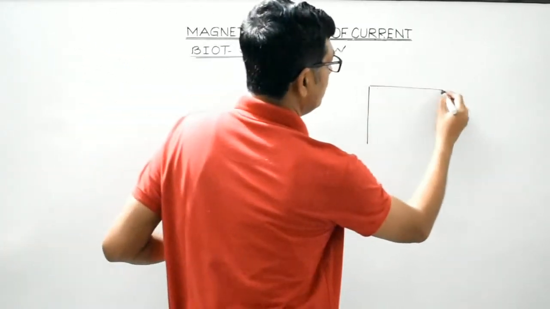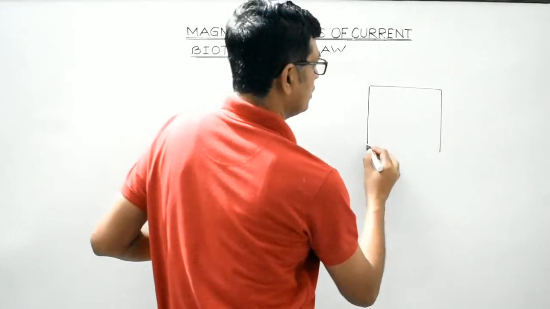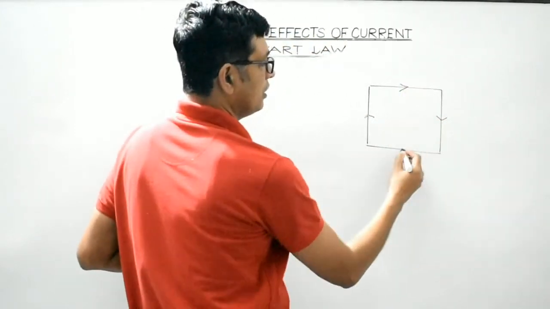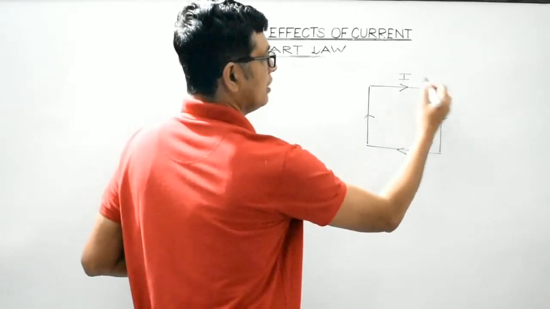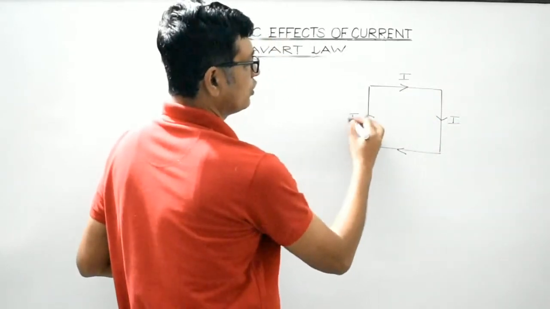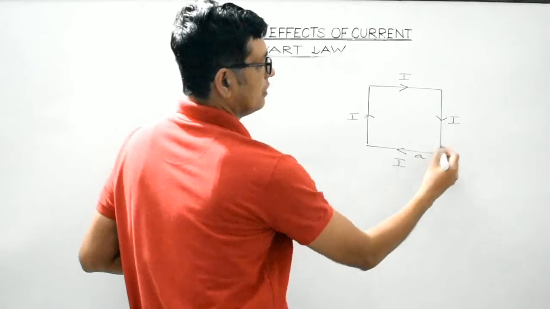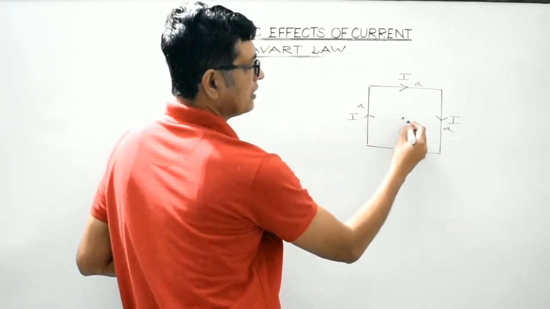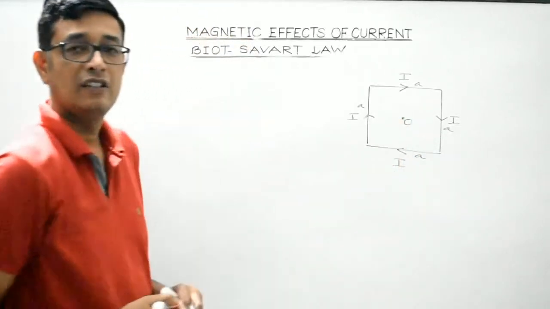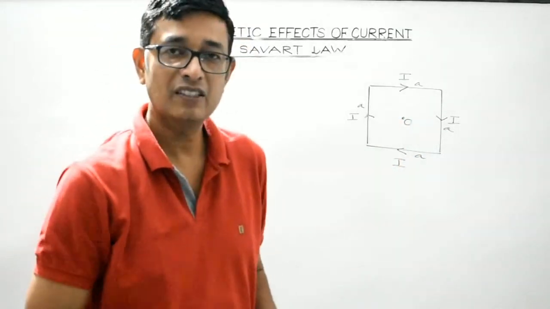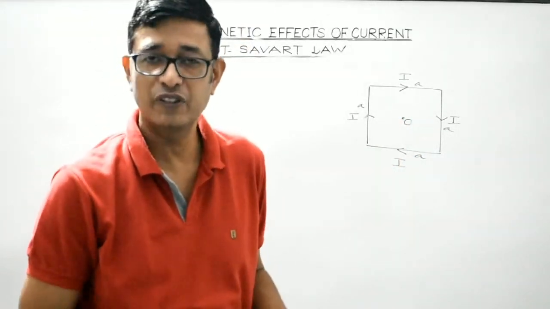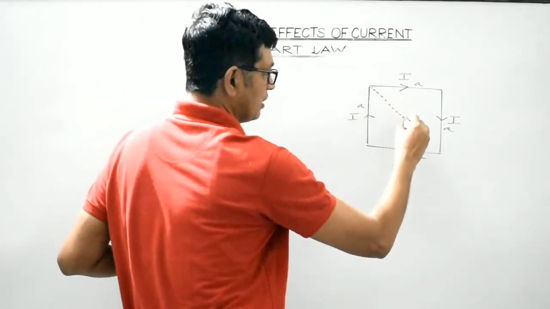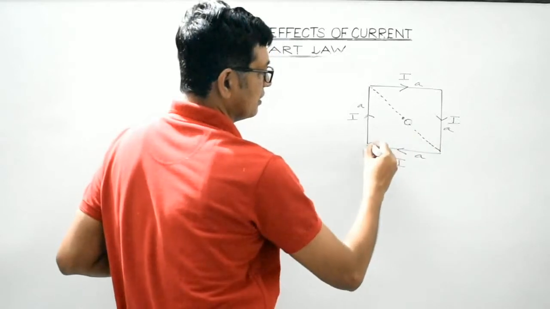This is a loop. It's a closed loop and current is flowing in the clockwise direction, and the side of the square is A. We are supposed to find out the magnetic field at the center of the square. Now students, the center of the square means it must be the intersection of the diagonals of the square. So this must be the center, the intersection of the diagonals like this.